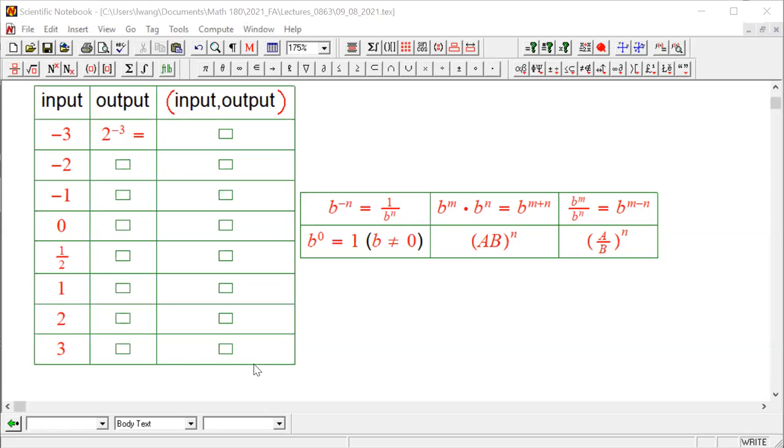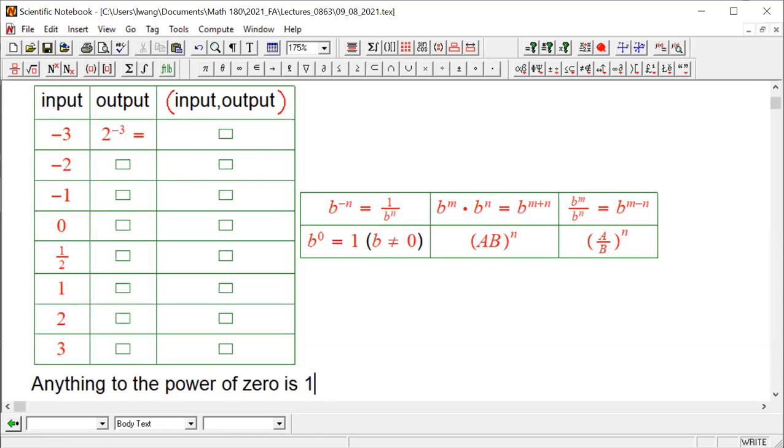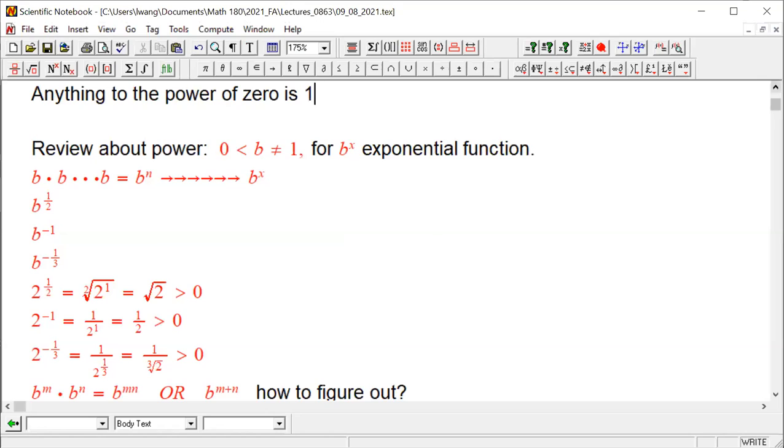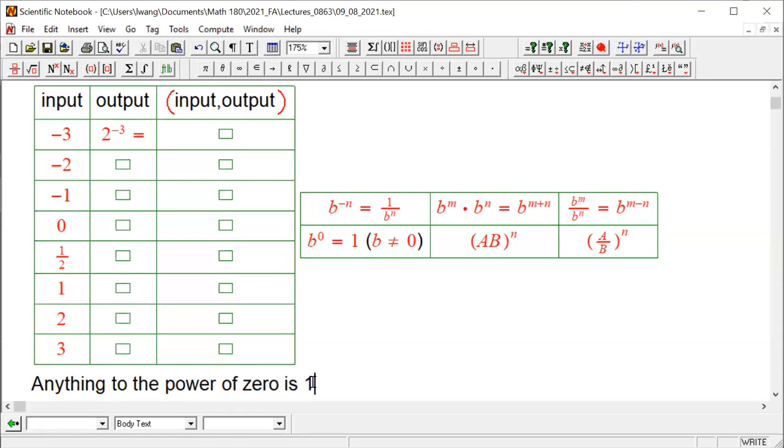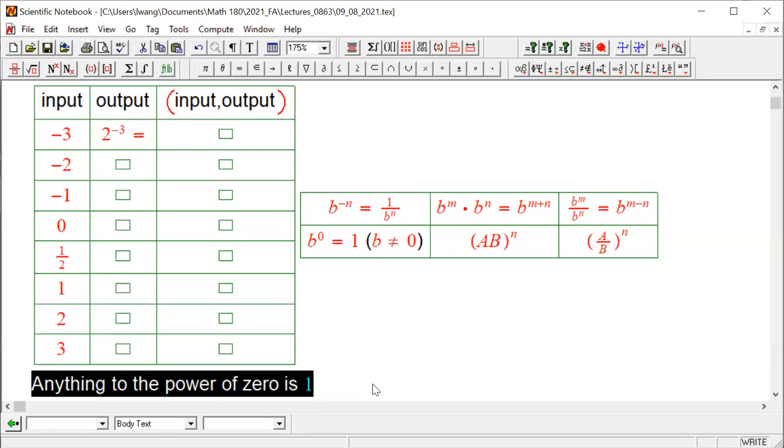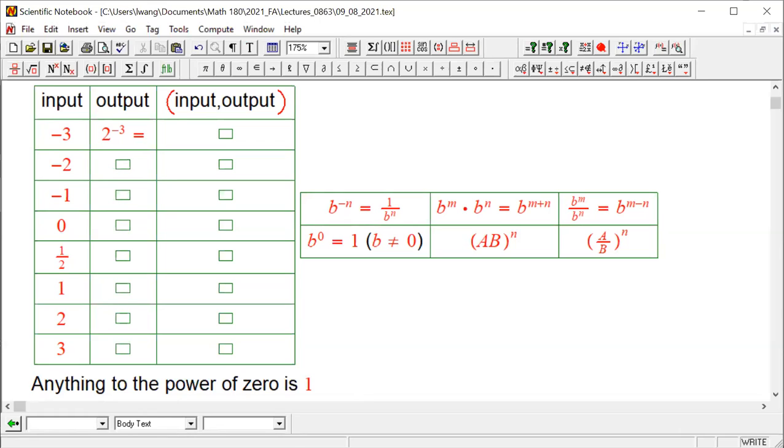So look at the comments here. The comment is that anything to the power of 0 is 1. This statement needs to be modified. If this statement is written as is, it will be false. Okay, so this is false. What will be true? Anything but 0 to the power of 0. That will be true.